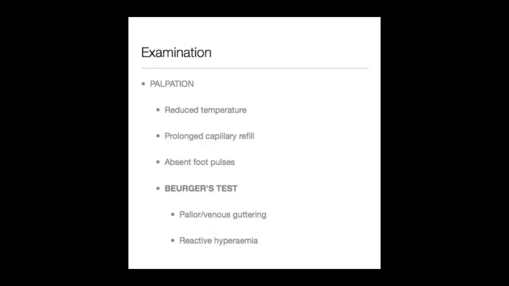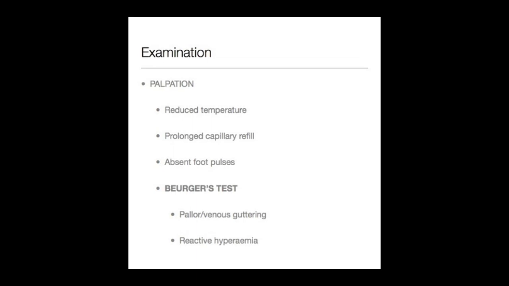On palpation, the temperature may be reduced, and there may be a prolonged capillary refill time, as well as impalpable foot pulses. It may be helpful to perform Buerger's test. This involves raising the legs up and looking for signs of a poor arterial supply, such as pallor and venous guttering. The legs are then allowed to hang over the edge of the bed and are observed to look for a reactive hyperemia indicated by a dusky crimson color, and this also indicates a poor arterial supply.